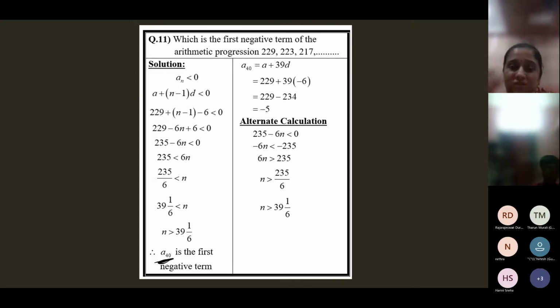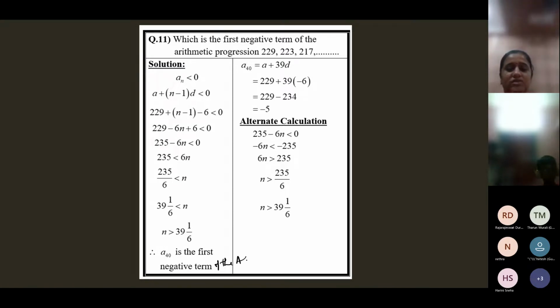The 40th term is the first negative term. From there on, all the terms are negative. After the 40th term, all the terms are negative. The first negative term is the 40th term. Therefore, A40 is the first negative term of the AP.